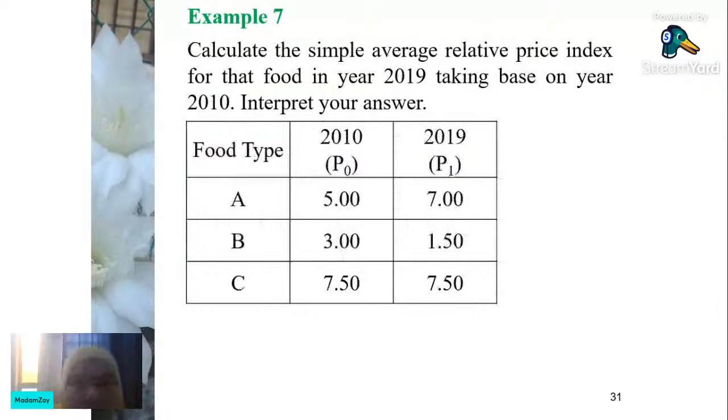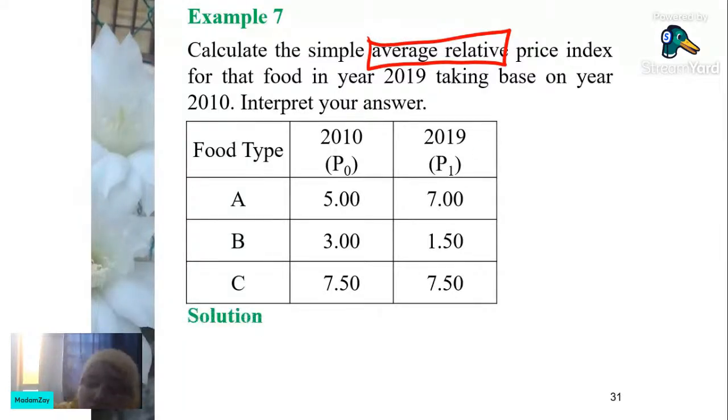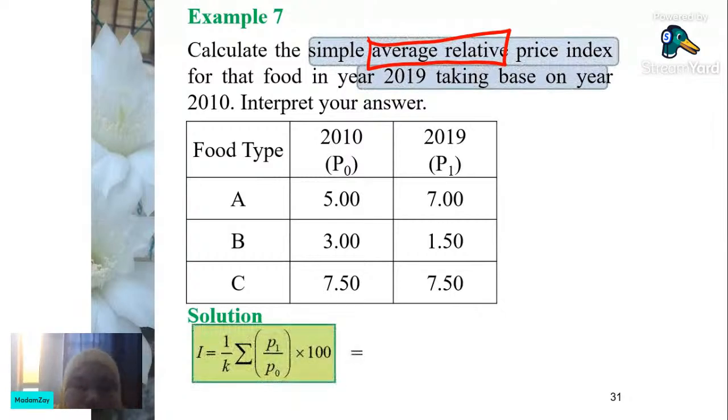Calculate the simple average relative price index for the food in year 2019, taking base on year 2010. Interpret your answer. So now they ask you for average relative. So we need to find the ratio for each item and total up. Okay, so now the formula is 1 over K multiplied by summation of P1 over P naught multiplied by 100.